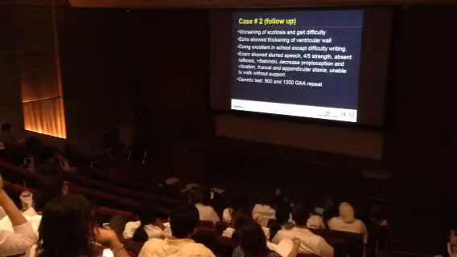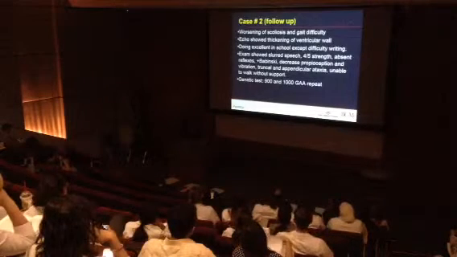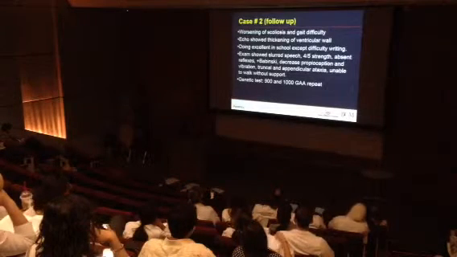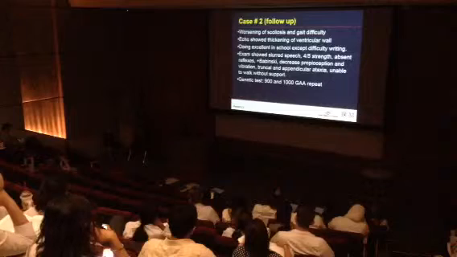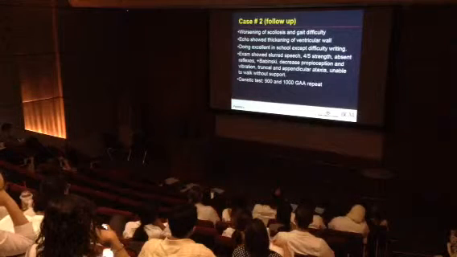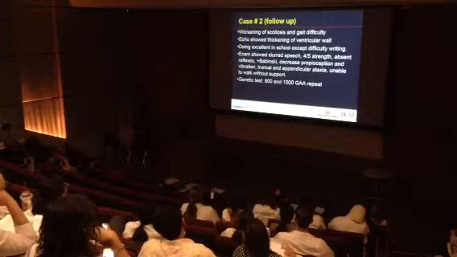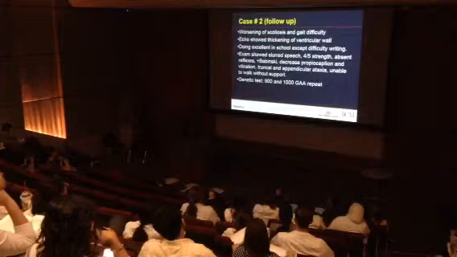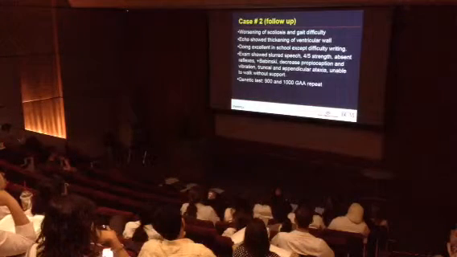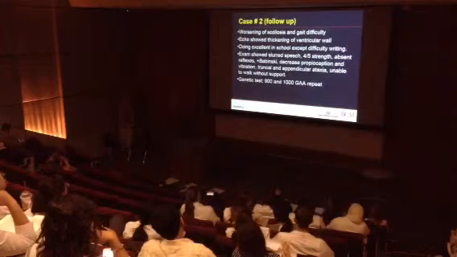He had worsening of scoliosis and gait difficulty. His echo showed thickening of the ventricular wall, which is an early presentation, like hypertrophic cardiomyopathy. He was doing excellent in school, except that he was having some difficulty writing. And his exam showed typical findings of upper motor and lower motor neuron lesions. And his genetic test shows 900 to 1,000 repeats, which was a common repeat.